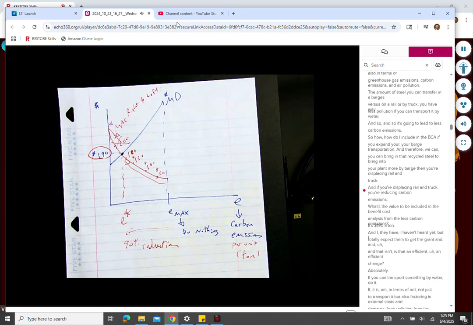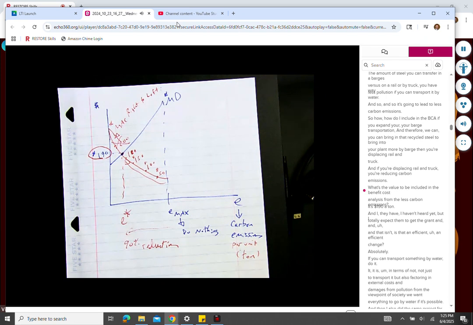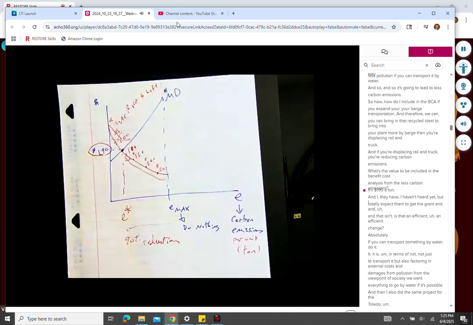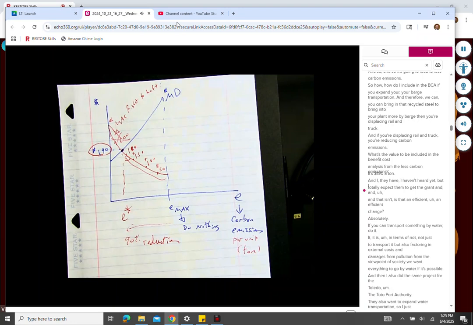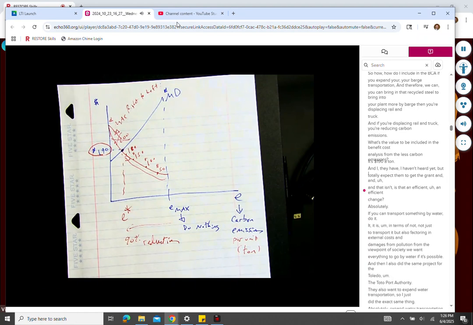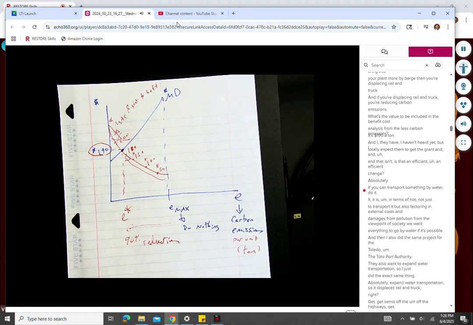And if you're displacing rail and truck, you're reducing carbon emissions. What's the value to be included in the benefit cost analysis from the less carbon emissions? It's $109 a ton. And I haven't heard yet, but I totally expect them to get the grant. And is that an efficient change? Absolutely. If you can transport something by water, do it.